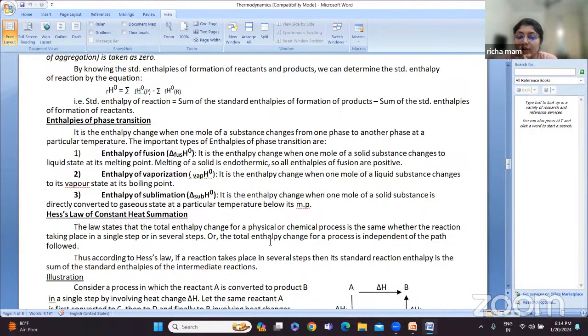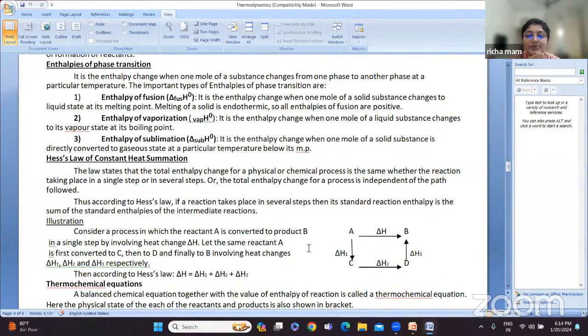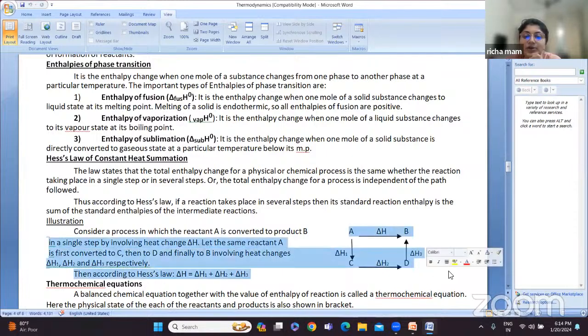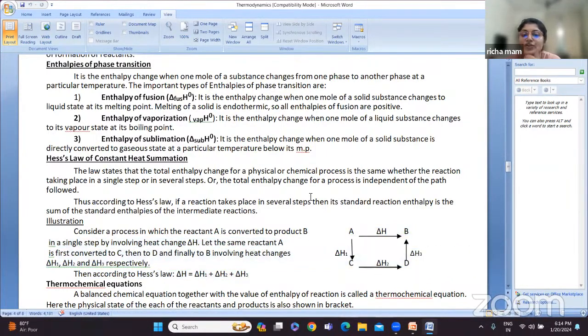According to Hess law, if a reaction takes place in several steps, then its standard reaction enthalpy is the sum of the standard enthalpies of the intermediate reactions. It is illustrated here, so you can see the diagram. If you are considering a process where reactant A is converted to product B in a single step, you can see that A is directly converted to B, involving the heat change delta H.